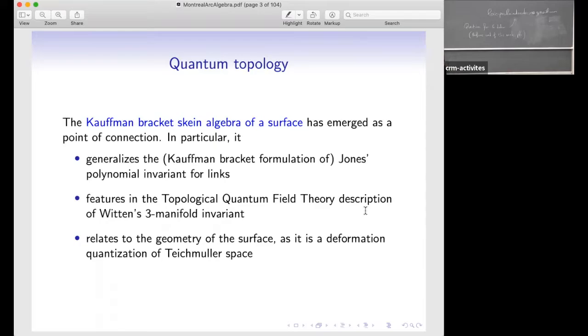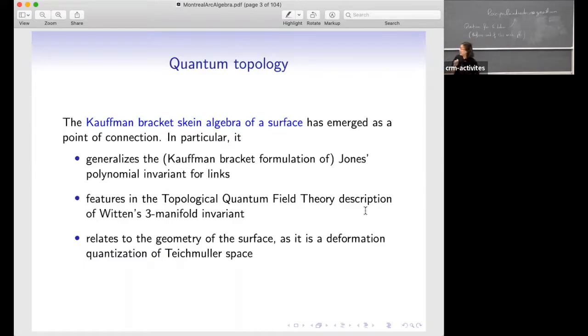There are very few results in this direction. But one of the few places where we know there is a connection is this thing called the Kauffman bracket skein algebra. It comes up in the Jones polynomial and the Witten-Reshetikhin-Turaev theory, and this thing called topological quantum field theory. It's important in there. And the amazing thing is that it was shown to be related to geometry in a very, very precise way. And the more we study it, the more we know about its connection with hyperbolic geometry.